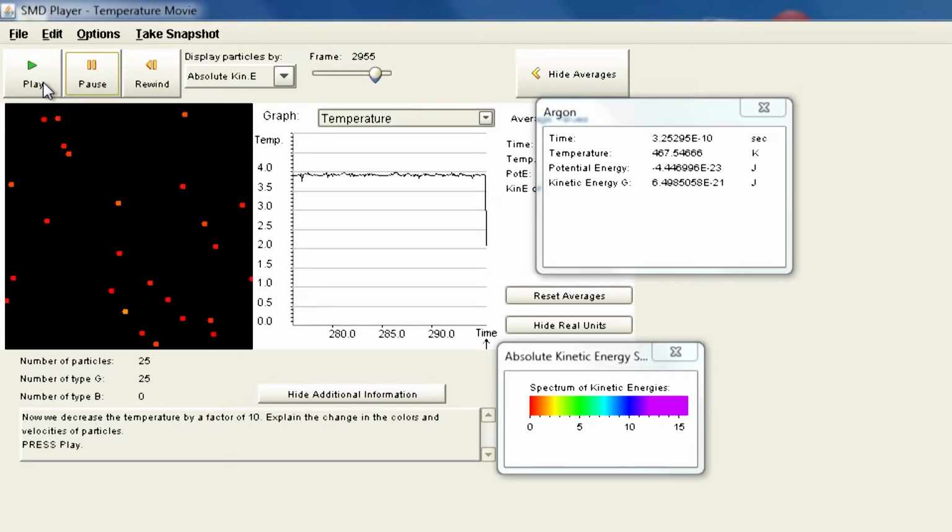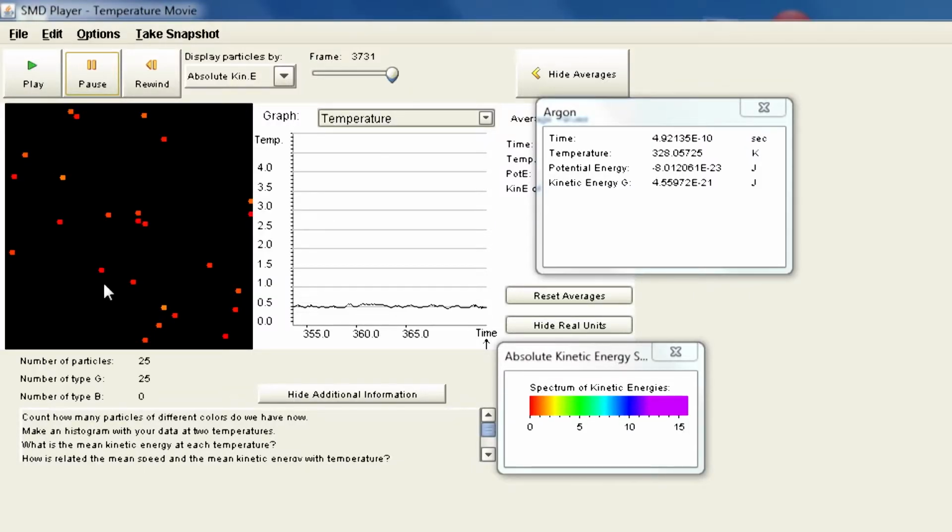Now we decrease the temperature by a factor of 10. See the change in the colors. The colors have changed to the red side, which is the lower kinetic energy, as you change the temperature by rescaling the velocity in molecular dynamics. As you know, the rescaling of velocity in our MD code, which we looked at, connects with the kinetic energy part, only the kinetic energy part we are looking at. Now you can count how many particles of different colors we have. Not too many are of different color, because they have all gone to the lower velocities as you go forward.